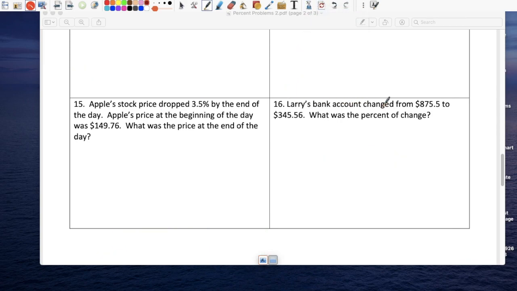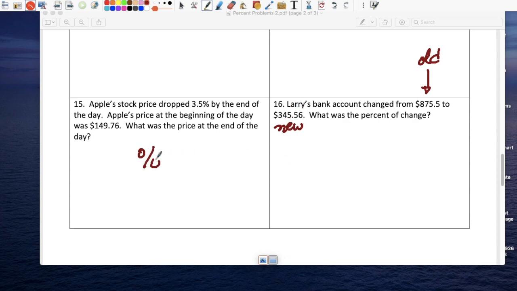And that's our answer. Larry's bank account changed from $875.50 to $345.56. What was the percent of change? So this is the new, right? Sorry, that's the old. And it went from that to this. So you have to figure out which is the old price and which is the new price. What's the percent of change? Well, in this case, it's a drop, so you're going to have a negative number.